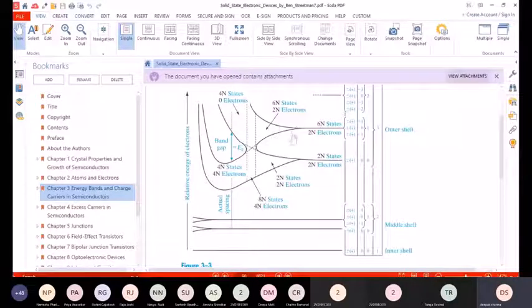What we are seeing here is the effect of interatomic space, or the distance between the two atoms: how the distance changes the energy of the outermost electrons. That change in energy forms the two bands, the conduction band and the valence band, and the difference between the two bands is called the energy gap.